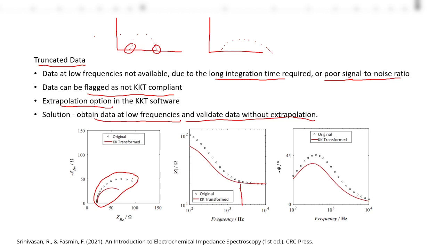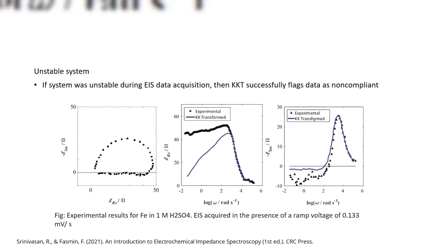Okay. Now the next point is unstable system. So is KKT able to flag off the instability? Yes, the KKT is successfully able to flag off the system as non-compliant if it is not obeying the stability. If it is not stable, it can. One example that sir had shown, which I am showing, is Fe in 1 molar H2SO4.